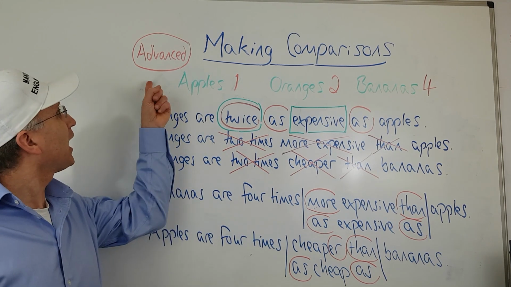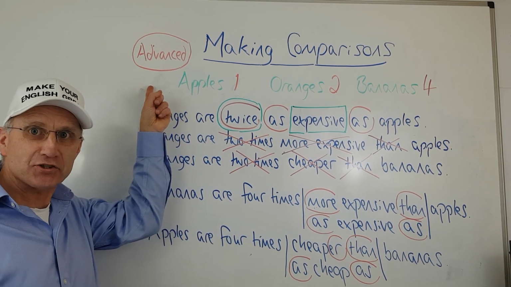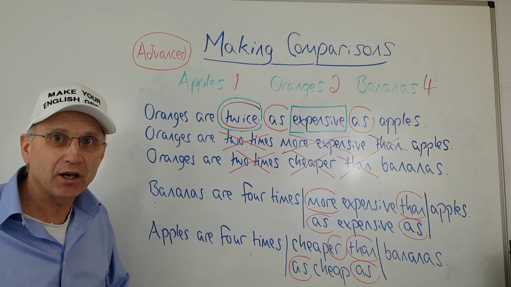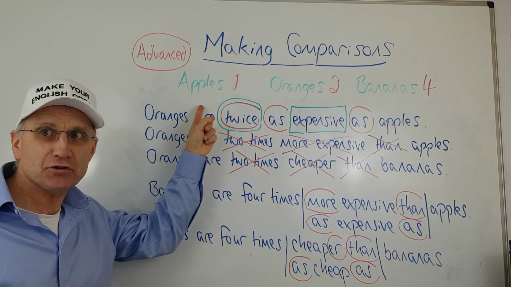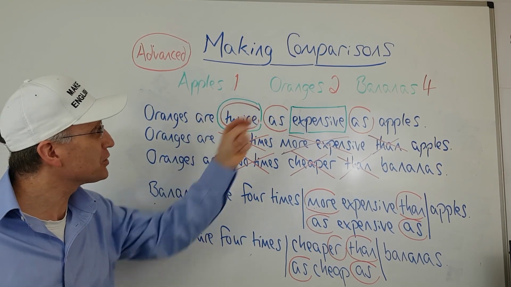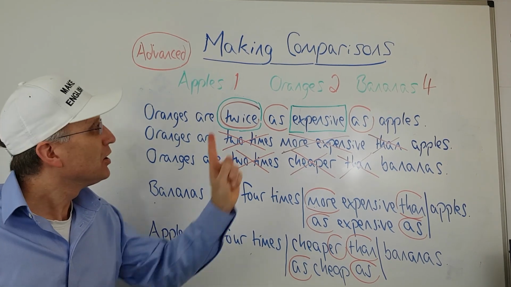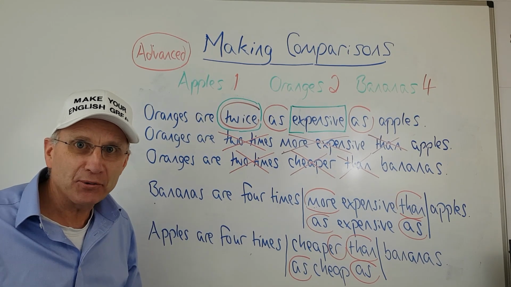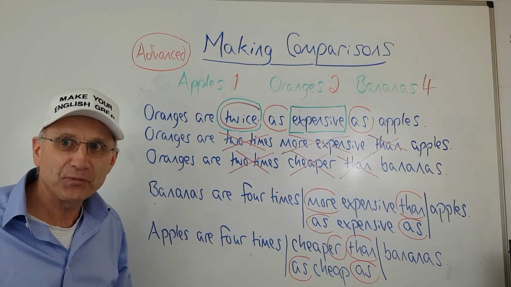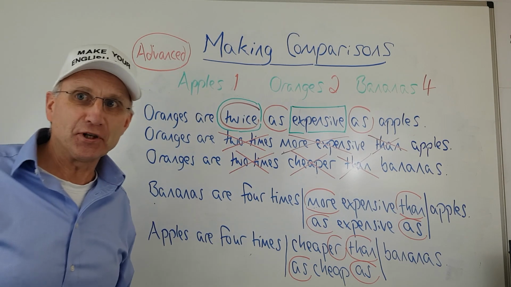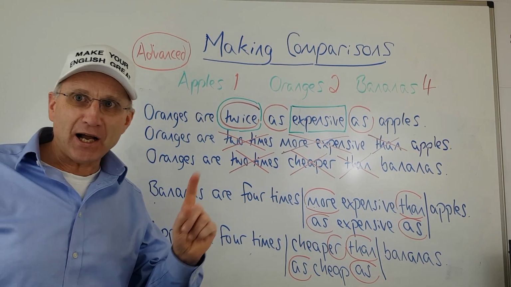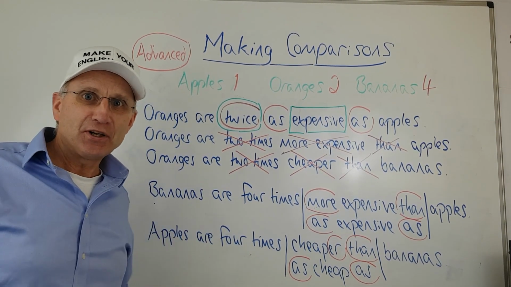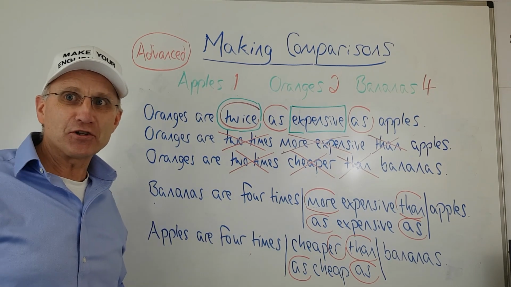Now, making advanced comparisons. Apples, the value is still 1. Oranges, the value is 2. Bananas, which will be important later, have now increased to 4. We'll come back to that shortly. But we've talked about apples and oranges and bananas. Now it's the turn of oranges.